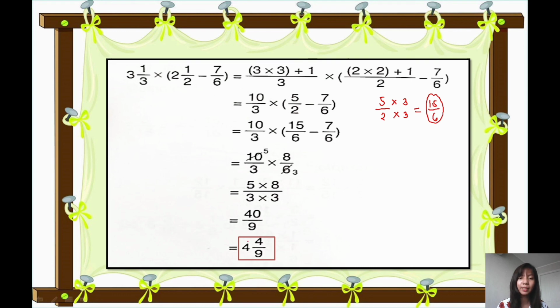So just divide, how many 9s are there in 40? 4. And what's the number left, or the remaining number? 4. And then copy the denominator, 9. So the answer is 4 and 4 over 9.